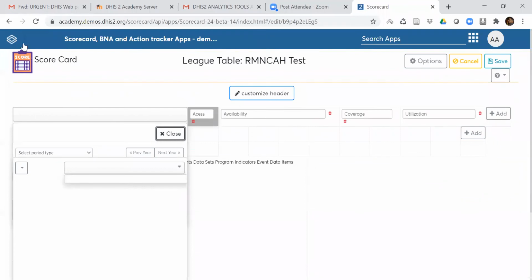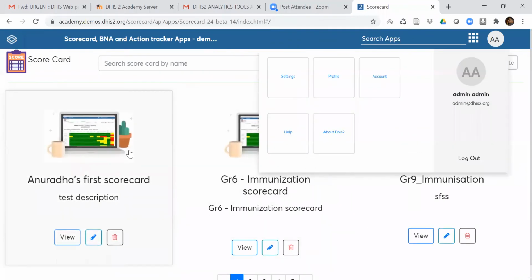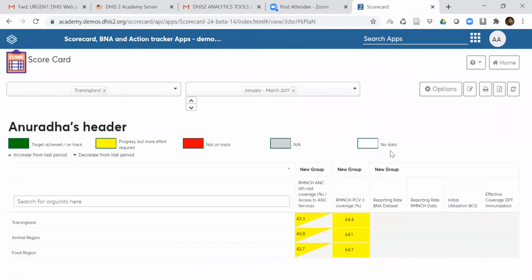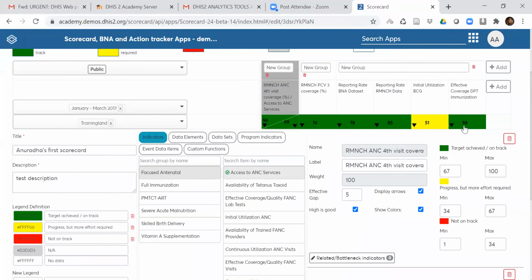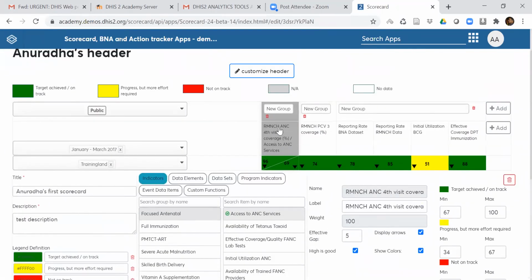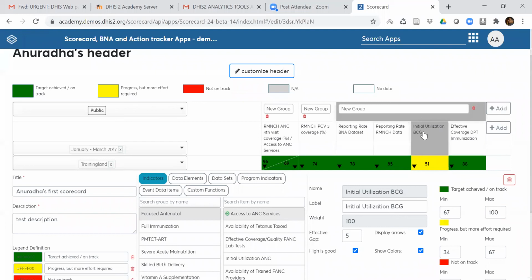So let me go to another table or another scorecard. Anuradha's one. Okay, that's fine. Going to the editing mode. Right here, now you are selecting one indicator. For example, shall we take this one? Initial utilization BCG. So this is the indicator I have selected.